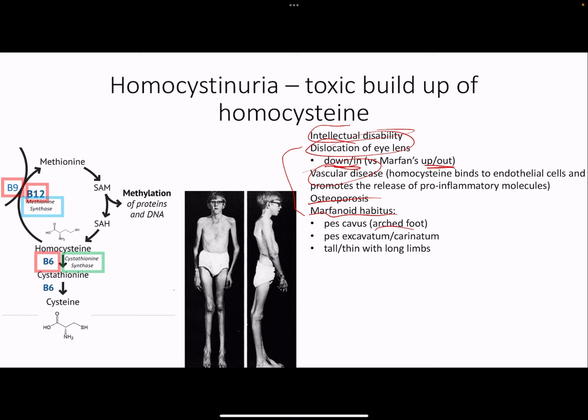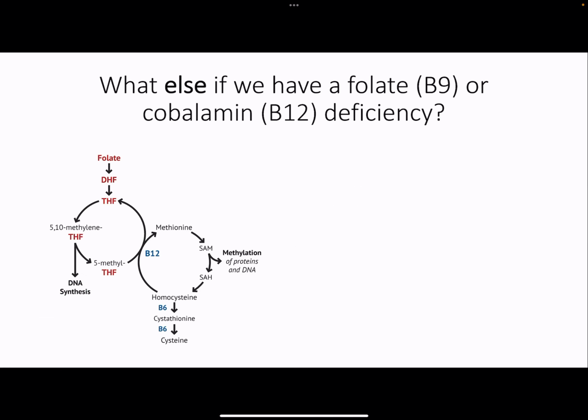You have this arched foot, right? Some people's foot goes like that. Some people's foot is a little bit more arched, and then their foot's like way too arched. Pectus excavatum is a sunken chest. Carinatum, your chest goes out. So your chest bone, like your sternum, is going to push out or push in. And they're going to be very tall and thin with long limbs. We talked about this ad nauseam.